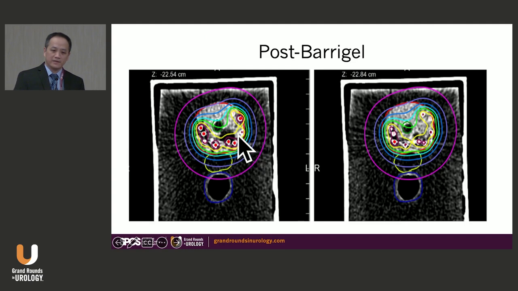And this is after the barrier gel injection, so you can see the gel created the space in between the prostate and the rectum. The original purple 80 gray line was touching the rectum. Right now it is no longer touching, and the spacing pulls the isodose line away from the rectum. So that can create the environment to bring up the dose without damaging the organ at risk nearby.